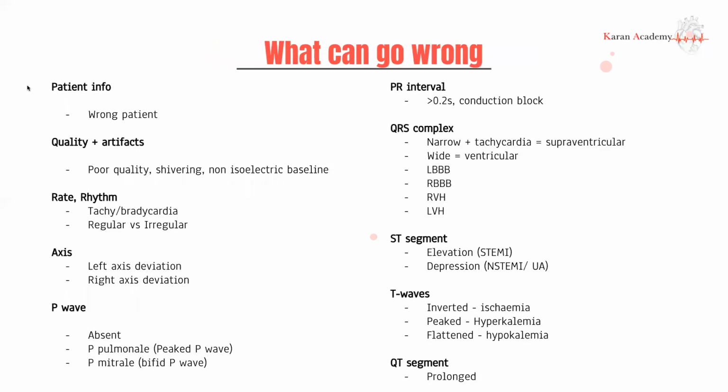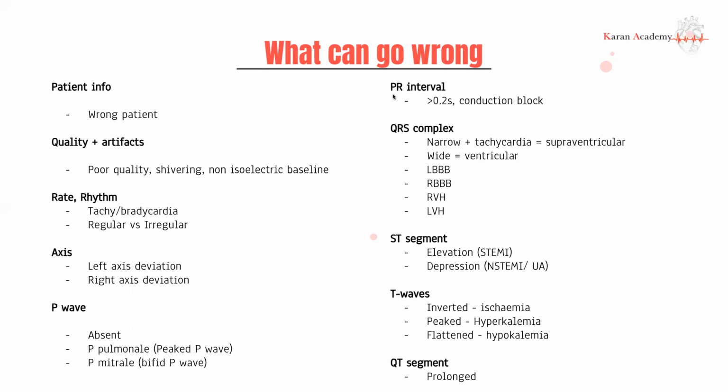So what can go wrong? Make sure you have the right patient. Make sure that the ECG is of a good quality. With rate and rhythm, you can have regular versus irregular and tachy and brady. Axis, as we talked about earlier, left and right axis deviation. With P waves, you can either have no P waves, you can have something called P pulmonale or peaked P waves, and P mitrale or bifid P waves. And we'll go through this in a second.